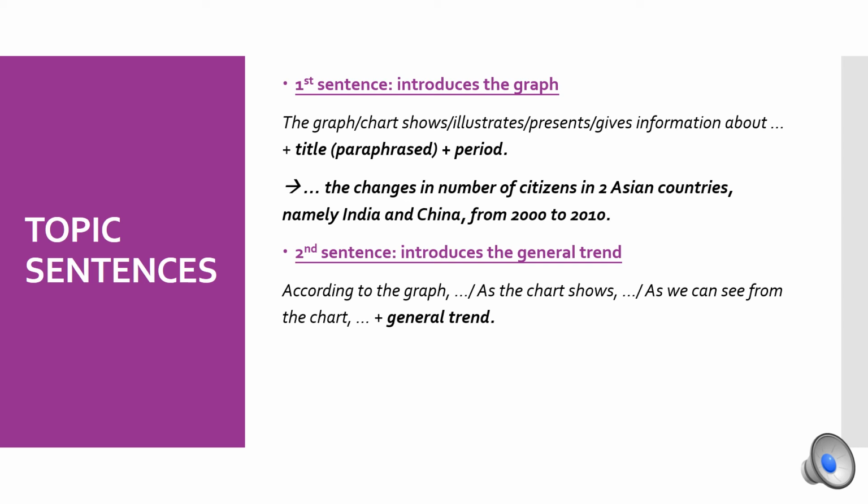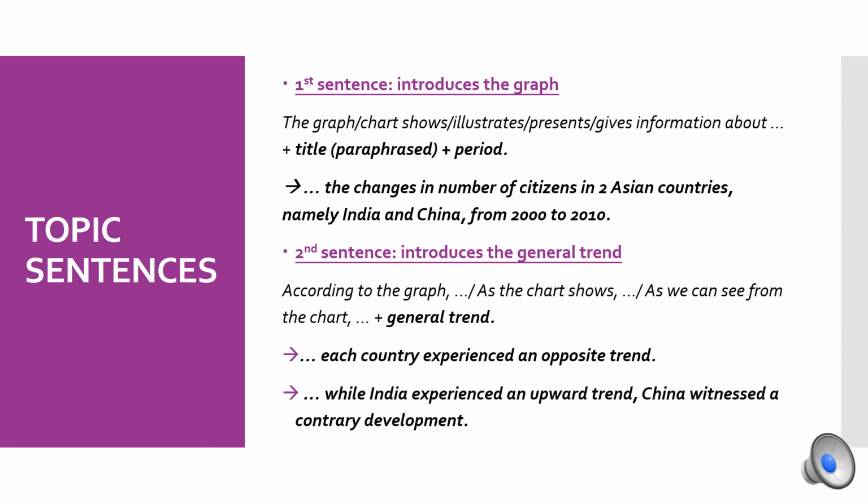For the second sentence, you have to identify the general trend. So what is the general trend here? You can write it in a general way. According to the graph, as the chart shows, or as we can see from the chart, each country experienced an opposite trend. Or you can write, while India experienced an upward trend, China witnessed a contrary development.